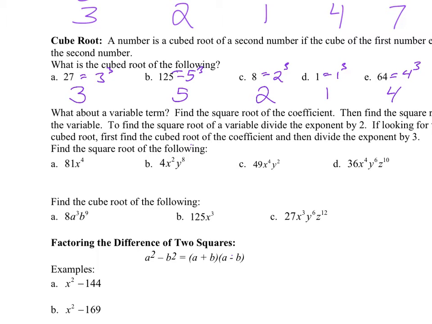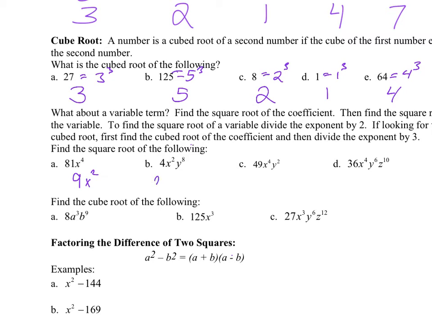Now, what about a variable term? Find the square root of the coefficient, then find the square root of the variable. To find the square root of a variable, divide the exponent by 2. If looking for a cube root, first find the cube root of the coefficient, then divide the exponent by 3. Find the square root of the following. Well, the square root of 81 is 9, and half of 4 is 2, so it's 9x squared.